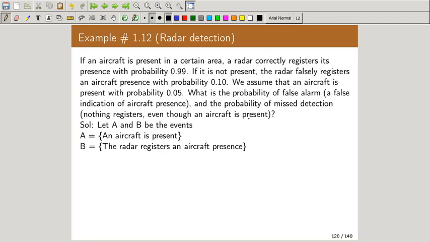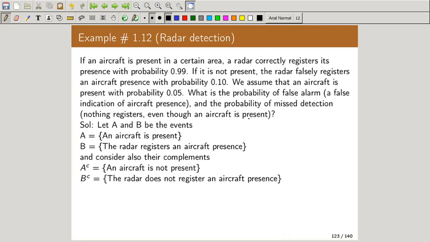Now let us consider their complements, the complements of A and B. What is A? An aircraft is present. What is A complement? Aircraft is not present. What is event B? The radar registers the presence of an aircraft. What is the complement of that? The radar does not register the presence of an aircraft.